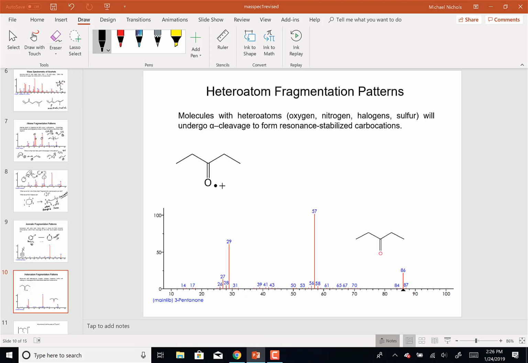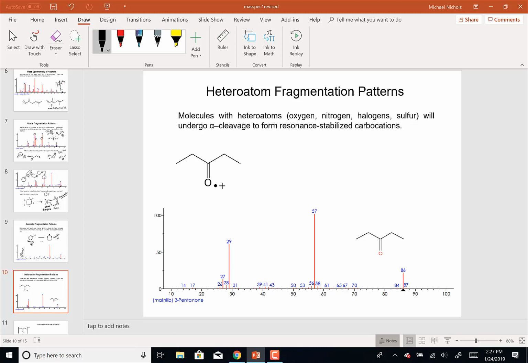So the last group of fragmentation patterns we're going to look at involve heteroatoms: oxygen, nitrogen, halogen, sulfur. These molecules have a very specific place where they like to fragment. This is a ketone. It undergoes alpha cleavage, and that's where it favors.